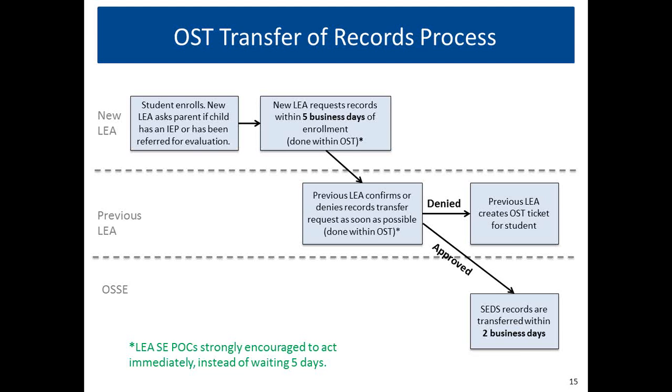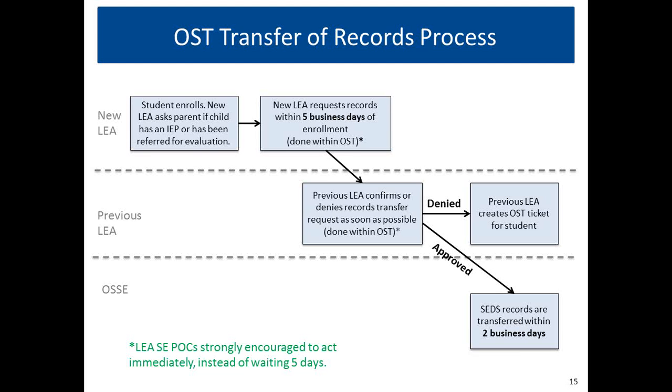You immediately go into the OST as soon as you possibly can. Technically, you have up to 5 business days, but please don't wait 5 days. As soon as you can, go into the OST and check to see if that student has popped up on your Events Not Transferred report. If not, maybe go check with your registrar to make sure all of the information is correct in the student information system. If you do see the student there, and you know the student is at your school, go ahead, request those records.